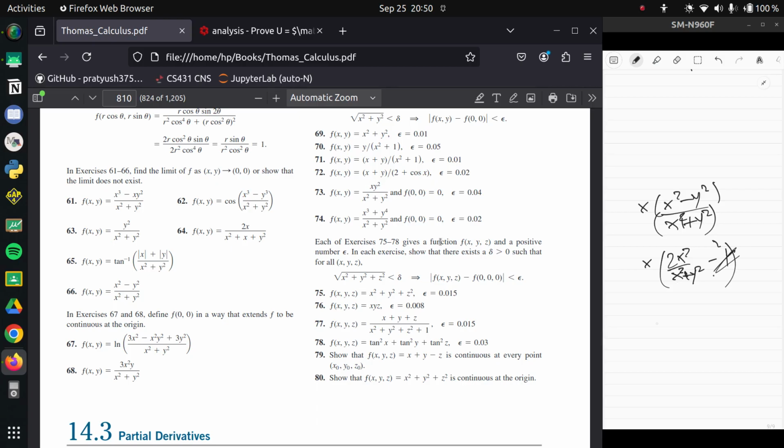And this is just 2x upon 1 plus y upon x squared, where this thing is bigger than 1 all the time. So 2 upon that stuff is less than 2. So 2 times that, times x, is just 0.